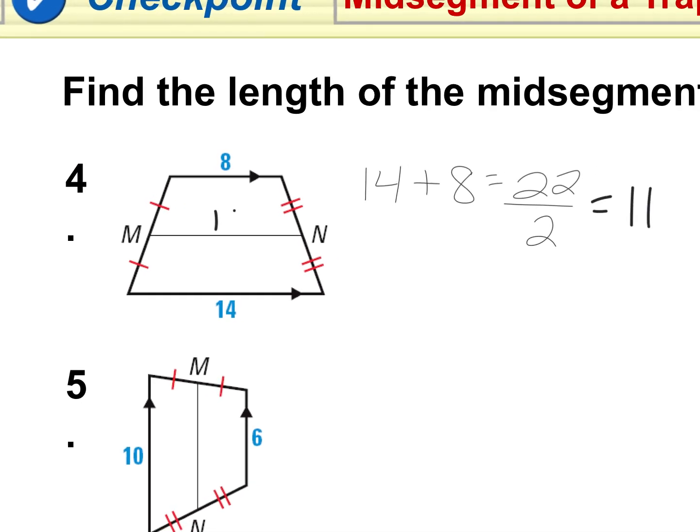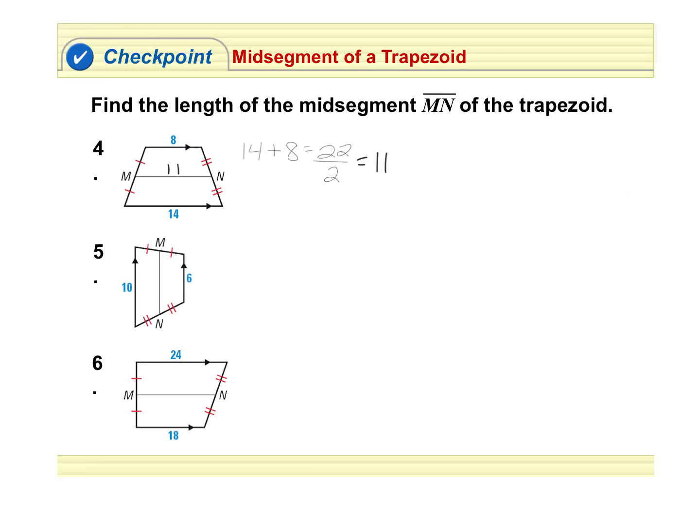So, to find the mid-segment, you're taking the average of the two bases. Okay, that's easy. Go ahead and try those last two. If you're confused, follow this formula: base 1 plus base 2 divided by 2 to give you your mid-segment.